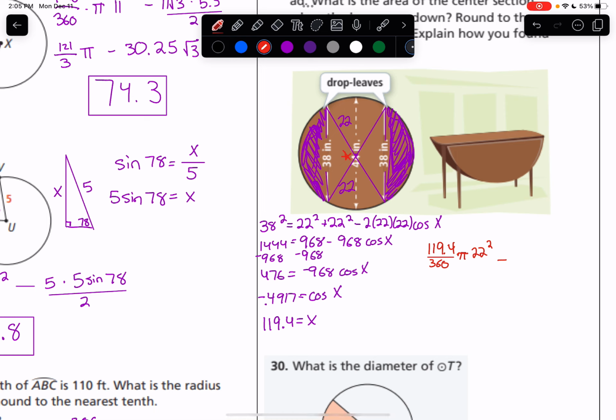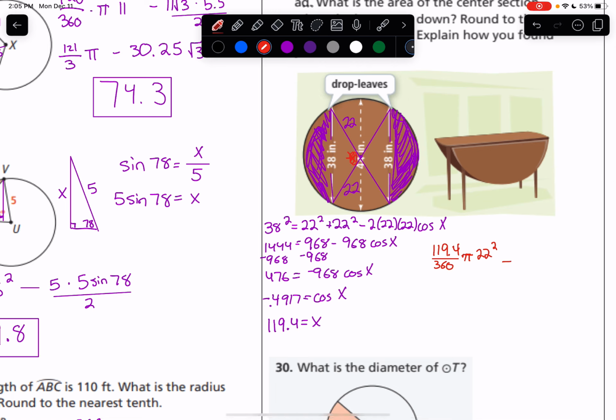Now I need to subtract the area of the triangle. Well, how do I find the area of this triangle? Again, I can use trigonometry. Because what I know is I know that this angle is 119.4.